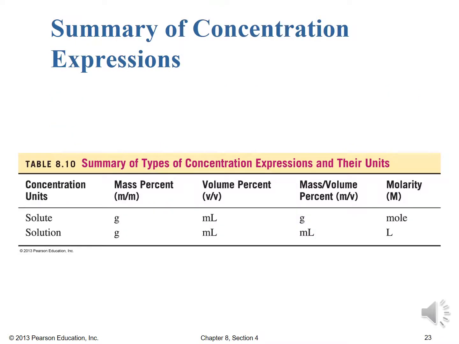And here we see in table 10, we have the summary of the types of concentration expressions and their units. So concentration, we're always dealing with solute and solution. For mass percent, the mass per mass variety, it's grams of solute over grams of solution. For volume per volume percent, we're dealing with volume, usually in milliliters of solute and milliliters of solution. For mass per volume percent, it's grams of solute divided by milliliters of solution. And then finally, for molarity, we have moles of solute divided by liters of solution.